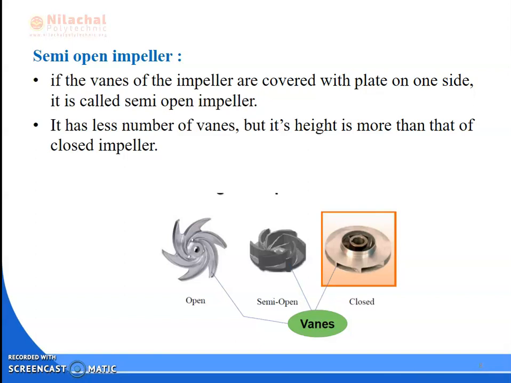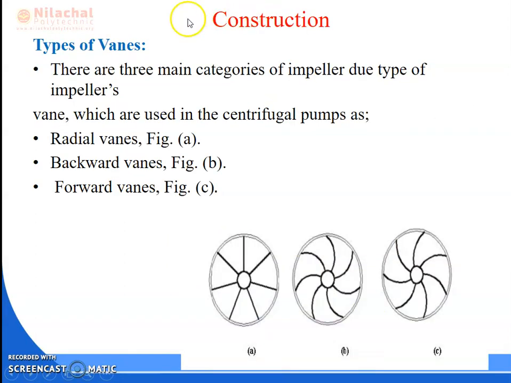See, you can see the open impeller, semi-open impeller and closed impeller. In the open impeller, no plate is covering; the vanes are not covered by any plate. Here one side is covered by the plate, that is semi-open, and when two sides are covered, that is known as closed. And this plate is known as the shroud. Then we will discuss types of vane.